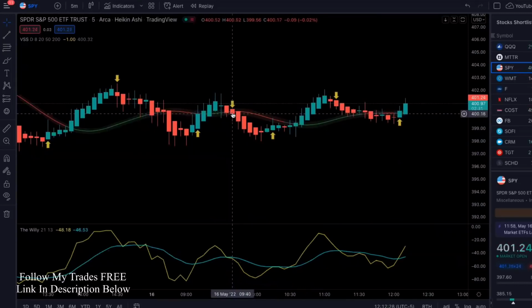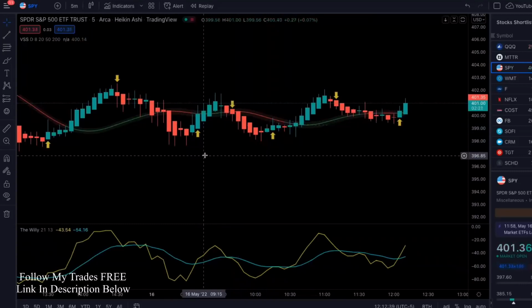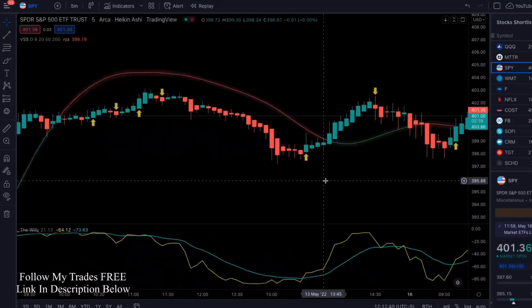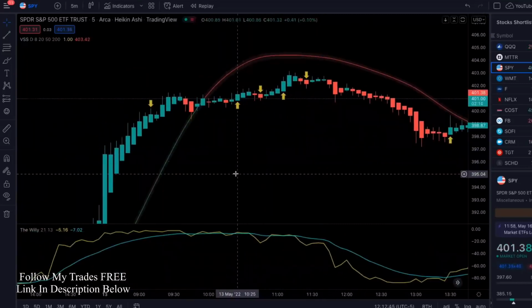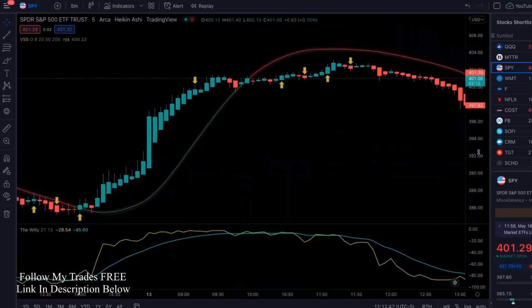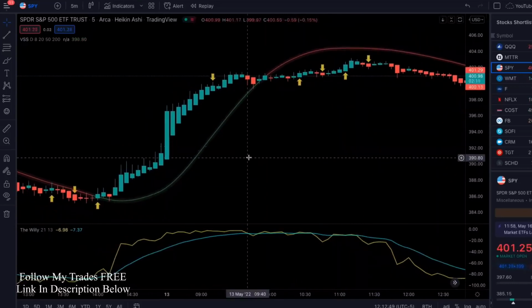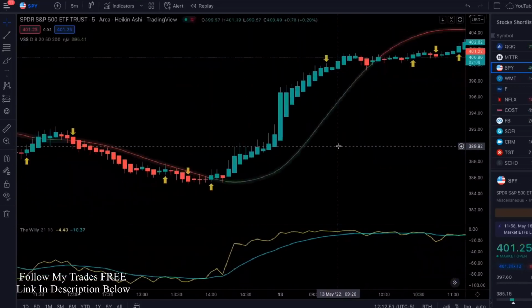So this right here, honestly, I wouldn't really take something like this just because this line is relatively flat. It's not trending up or down or anything like that. So let's look at some examples of trades that would be ideal. And again, not every trade is going to be ideal, but we're going to try to put ourselves in some good positions.